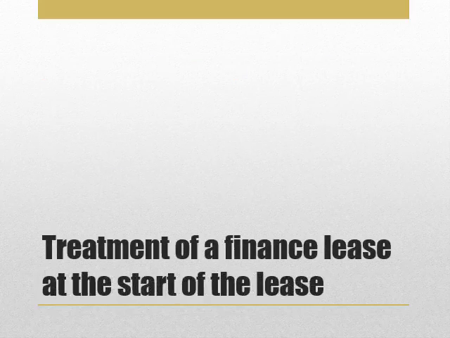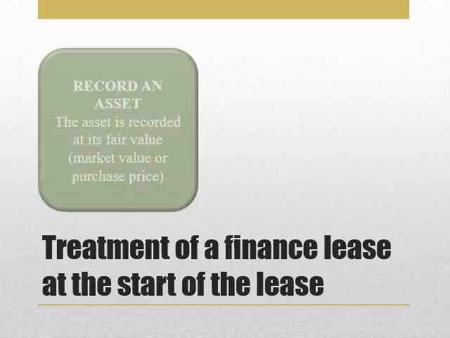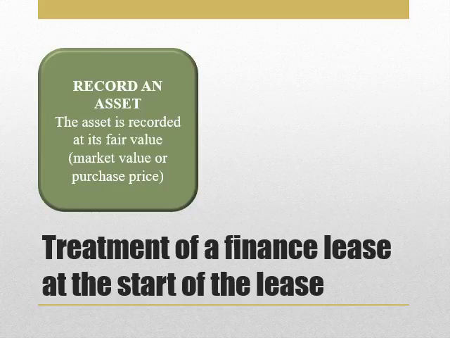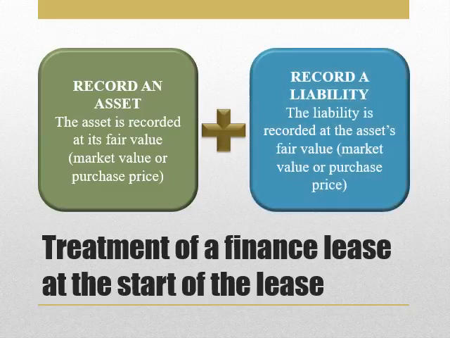Okay, so how do we treat a finance lease at the start of the lease agreement? Well, first of all, we record the asset as a non-current asset, so it would be recorded as property, plant or equipment, and we'd record its cost as its fair value. Now, this is normally the market value or the amount that you could buy it for. And we will also record the value of that lease, the fair value, as a liability in the accounts.